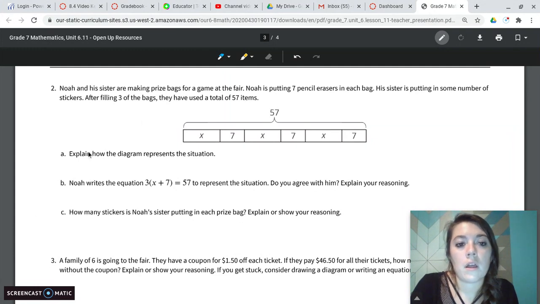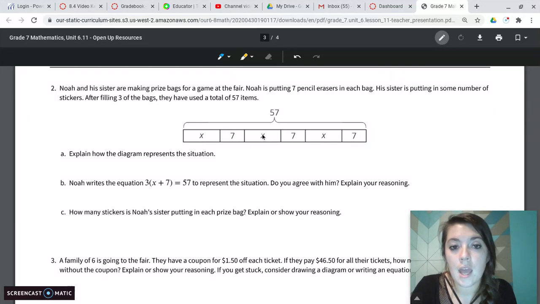So we can see the total, 57 items across the top. We can see the 7 erasers that are going in each bag. And it says that there's 3 bags, so there's 3 7s there. And then we have the 3 X values to represent the stickers that his sister's putting in each of those 3 bags as well. Remember, it says they filled 3 bags.